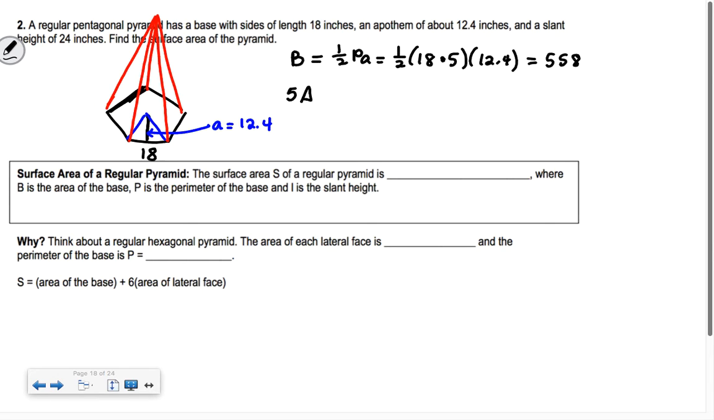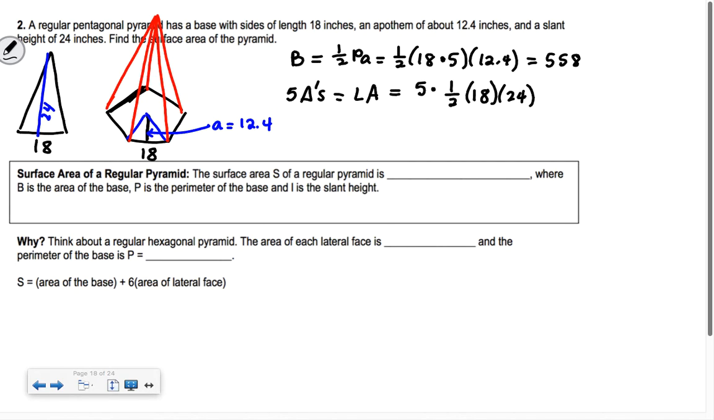And then we have 5 triangles that make up our lateral area. Here's what's happening on our lateral area. We know that our base is going to be 18, and then I gave you the slant height, which was 24 inches. So we're just finding 5 of those triangles. We're going to have 5 of the 1/2 base times height, so 18 times 24. That's going to be a total of 1080.